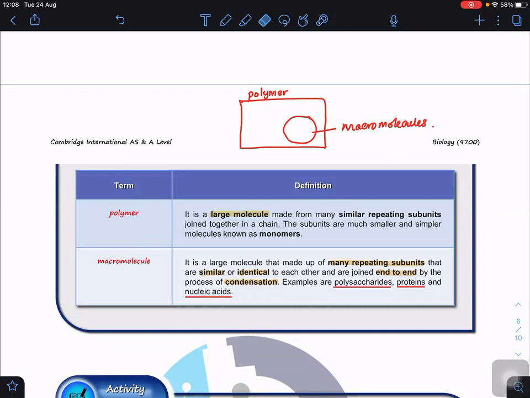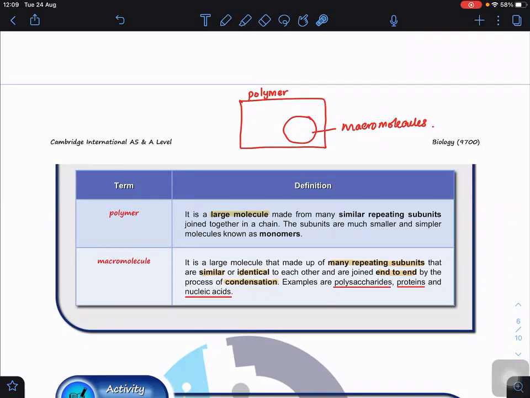So what are the definitions, or what are the criteria to qualify a molecule to be a macromolecule, not just a polymer? Okay, first they must be joined from many repeating subunits, and these repeating subunits can be either similar or identical, and they must join end to end by the process of condensation. Then only we allow them to be a macromolecule. So examples of polymer we do have: your plastic, polyethylene, your styrofoam, correct or not? Your PVC, but those are not macromolecules if you consider it under biology.